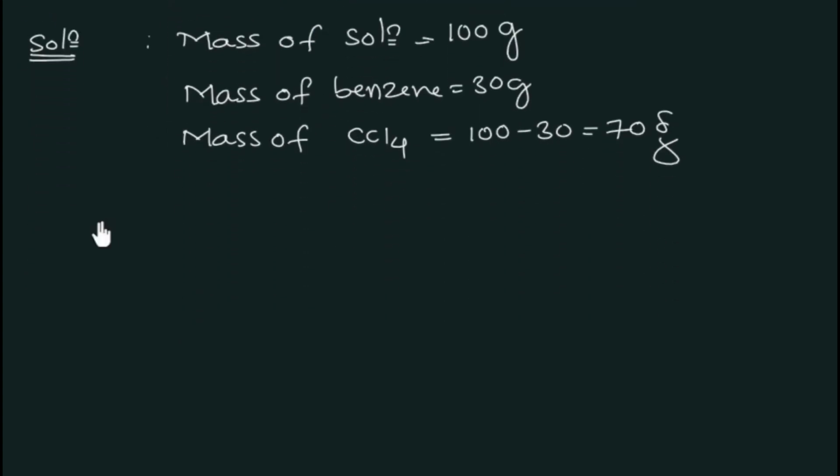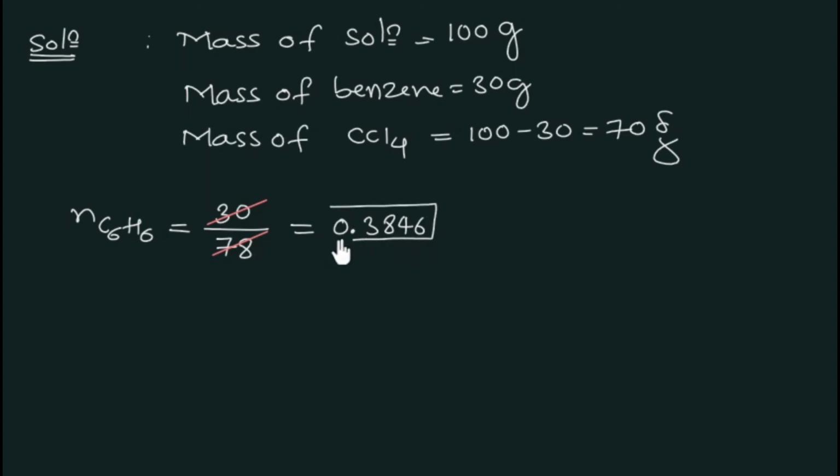After this, we go for the calculation of mole fraction. To calculate the mole fraction, we need the number of moles. Therefore, the number of moles of benzene, C6H6, can be calculated. The given weight of benzene is 30, divided by the molecular mass of benzene, 78. I hope you know these basic things; I don't want to explain them in this video, otherwise the video becomes very long. The answer we get is 0.3846. This is the number of moles of benzene.